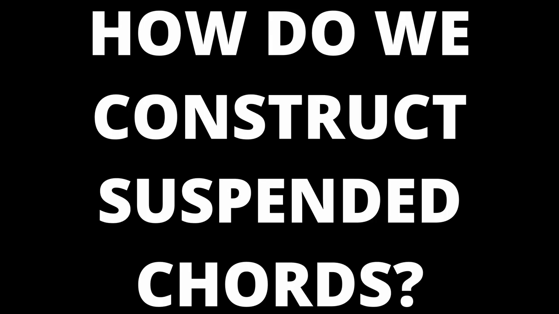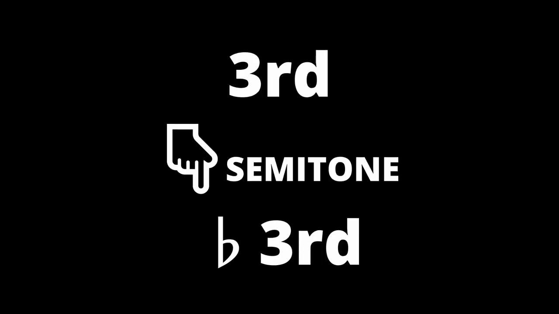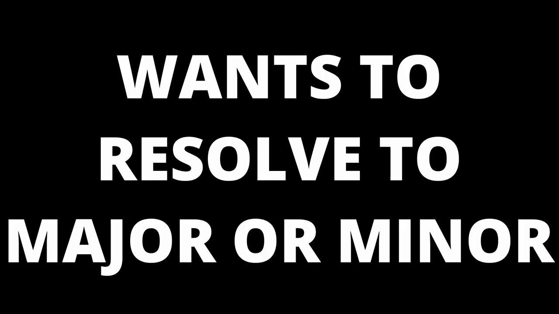How do we construct the suspended chords? The thing that gives these chords their quality is the third and flat third note. A change of just a semitone or half a step changes the quality of these chords. If we remove this third note, then we strip the chord of its quality. It is neither major nor minor. It is suspended and wants to resolve to the major or minor to feel settled or grounded.